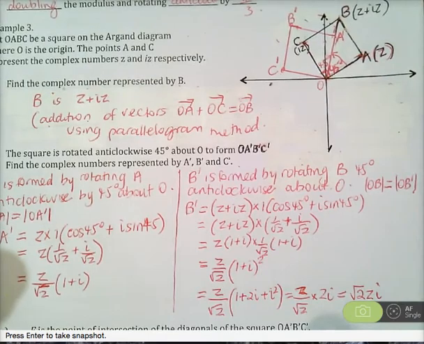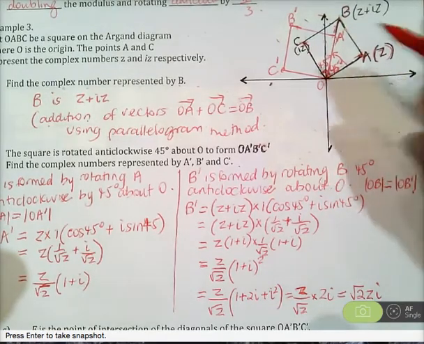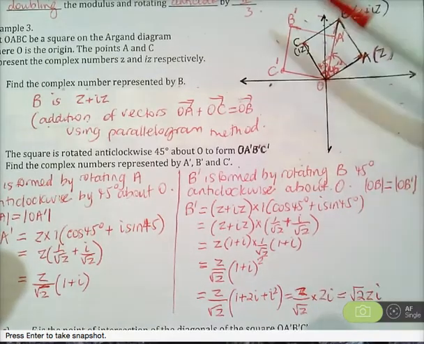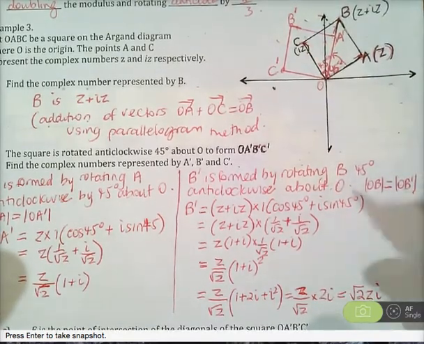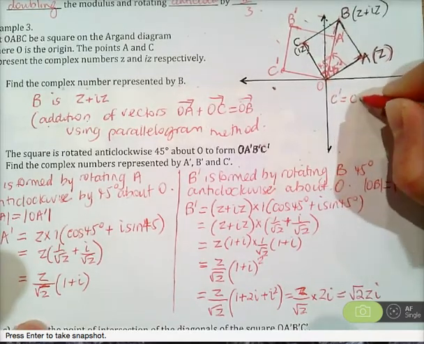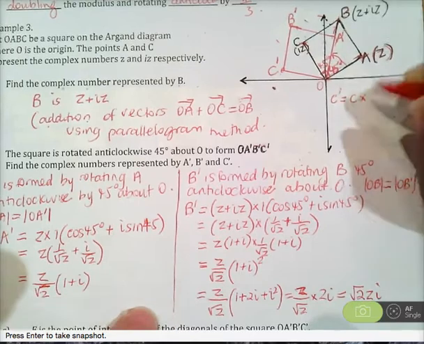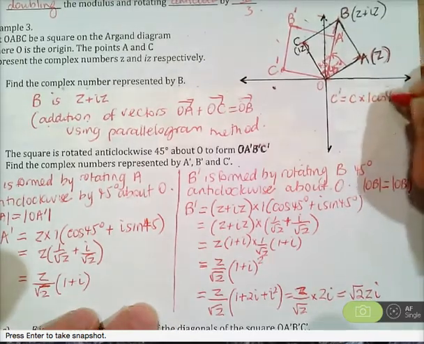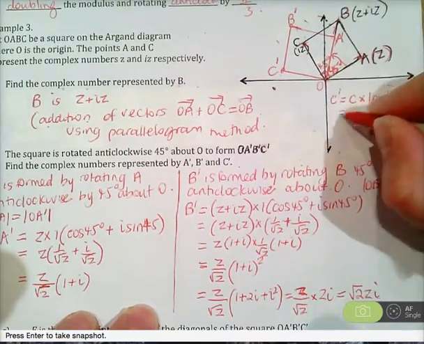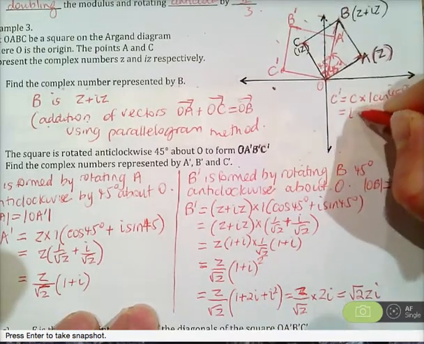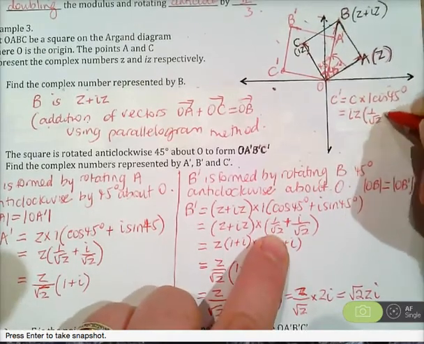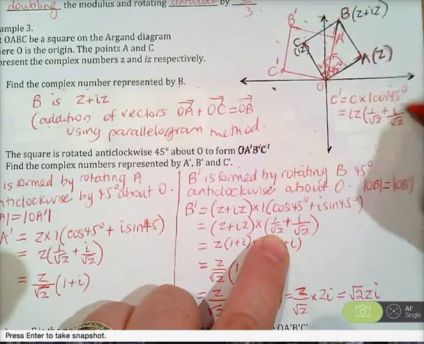Now, I'm going to need some room for C dash. I might just do it up there. Now again, C dash is formed by rotating C 45 degrees anti-clockwise. So C dash will just be whatever C is times 1 cis 45 degrees. Now because we've already worked out what 1 cis 45 degrees is down here. So C is IZ times, now 1 cis 45 degrees is 1 on root 2 plus I on root 2.